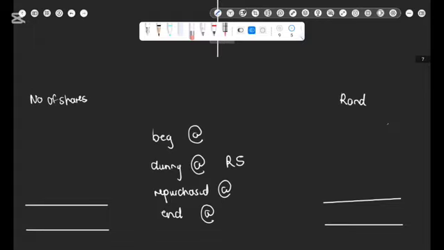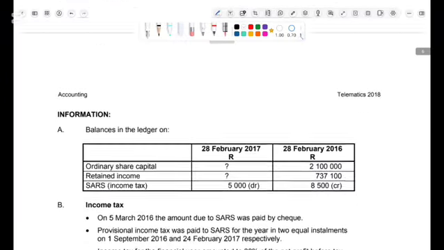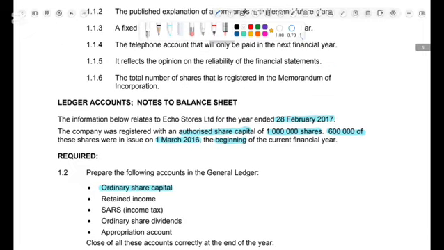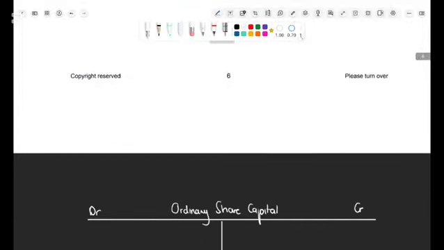So what do I need to do? I need to find my number of shares and my rand amounts, right? So let's go and look for the shares at the beginning, right? So let's go and look for my beginning. Remember my beginning, they already told me that at the beginning of the year, how many shares do I have in issue? I have 600,000 shares. So that's going to go to my note as 600,000 at the beginning of the year.